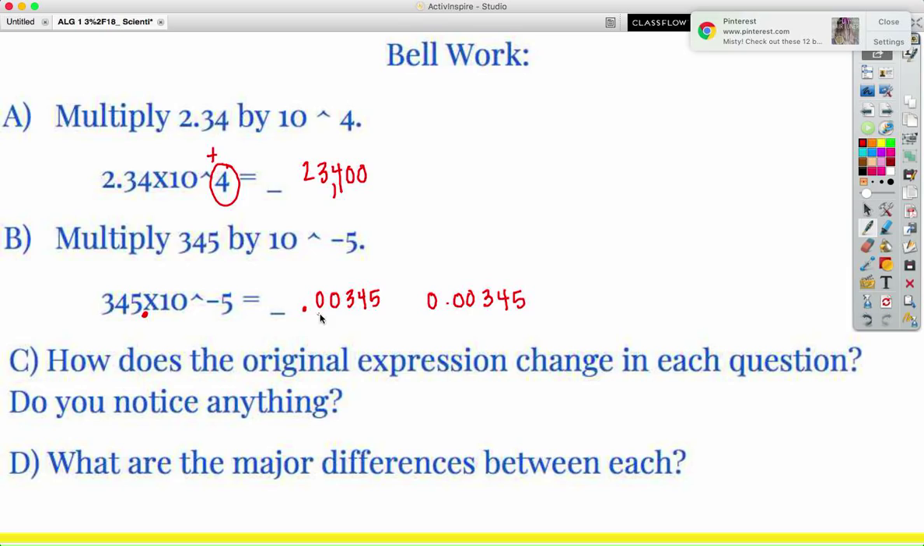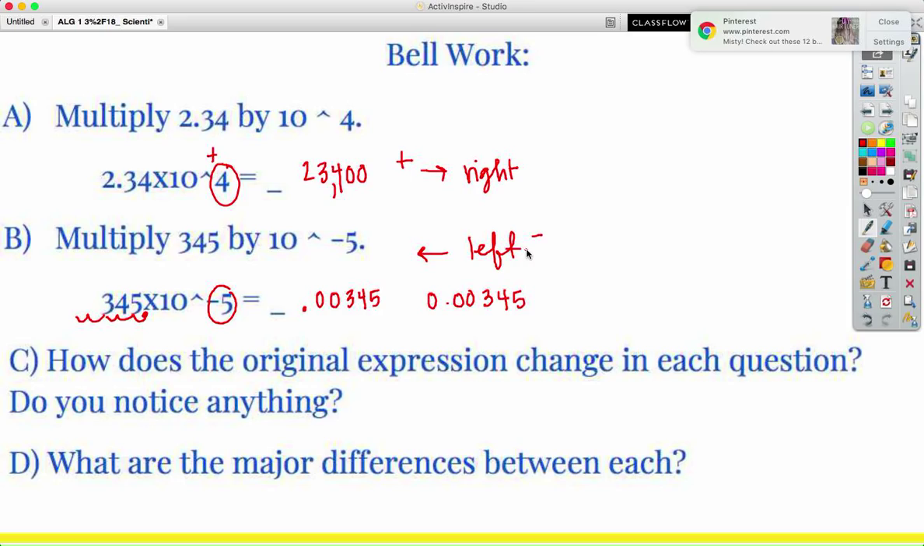So from this original number to the new number, it moved 3 places back, but then 2 more as well. So it went 1, 2, 3, and then it went 4, 5. Well, our exponent was a negative 5. So the exponent must have something to do with the number of times that the decimal moves. In the first example, it moved to the right, and the exponent was positive. In the second example, it moved to the left, and the exponent was negative.